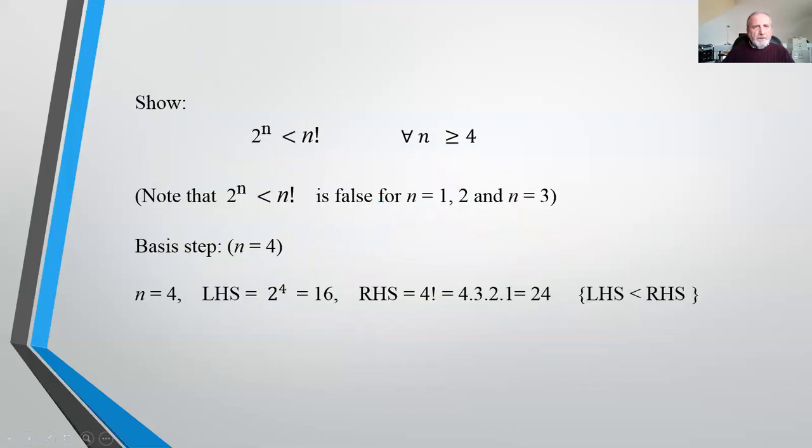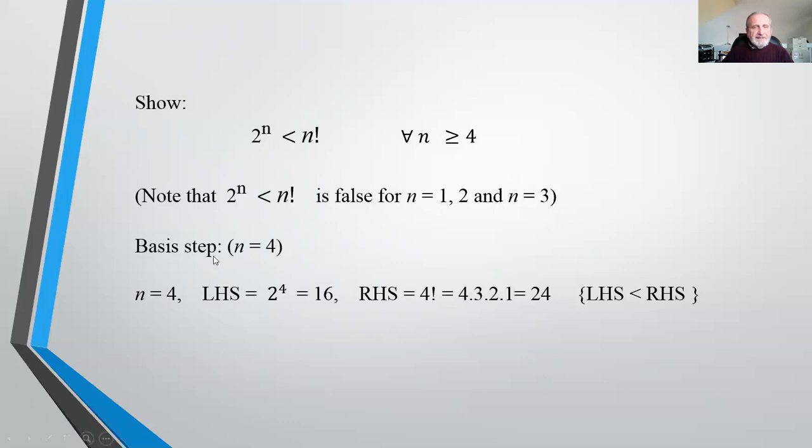Here's one example. I need to show that 2 to the power n is less than factorial n for all values of n greater or equal than 4. Now here the mathematical induction doesn't start with n equal 1, because when n equal 1 or 2 or 3, this is not satisfied. When n is 1, this is 2, this is 1, that's not smaller than 1. When n is 2, this is 4, and this one is 2, and 4 is not less than 2. When n is 3, this is 8, and that's 6, and 8 is not less than 6. Now, it's when n is 4 that it starts to work for us.